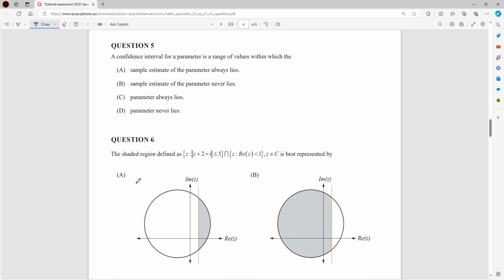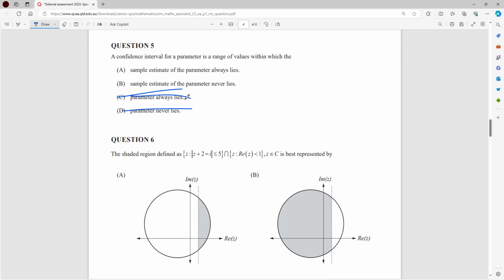Alright, question 5. A confidence interval for a parameter is a range of values within which the, and then it goes on. Okay, so it is an estimate. It's a sample estimate, because a confidence interval is basically taking a sample and saying, we're confident it's between here and here, okay? So we know it's not going to be C or D, because it's not just a parameter basing on everything, it's a sample estimate, okay?